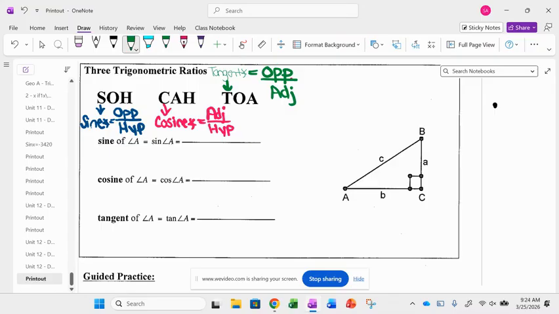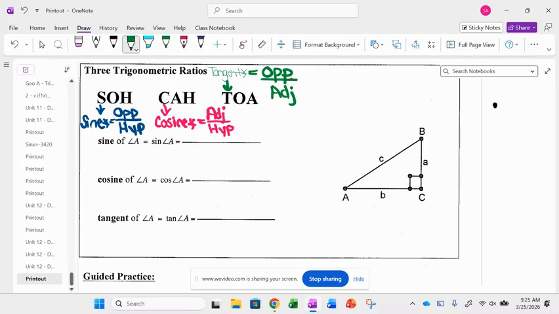And so way back when, the math teachers of the world came up with a little phrase to help you remember that. And that phrase is SOHCAHTOA. You're going to be saying it all unit. SOHCAHTOA, SOHCAHTOA. Yeah, it sounds nice.